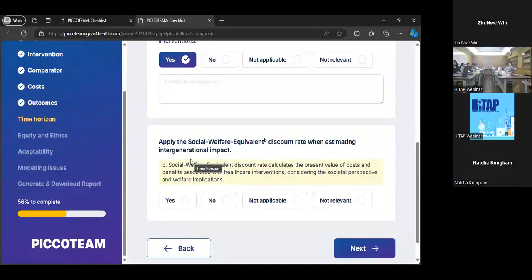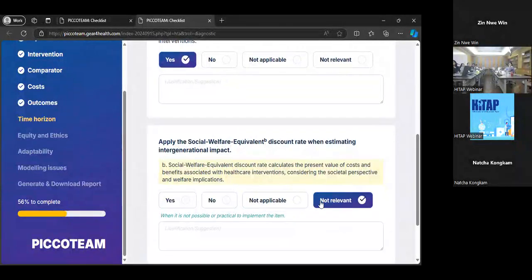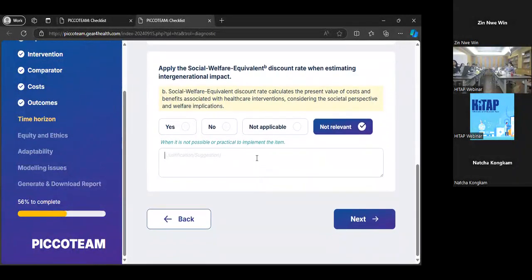Sometimes if you want to estimate the intergenerational effect, such as for rare disease screening for prenatal mothers, then you can apply a specific discount rate. But we did not do it here because we are studying the relatives and the newborn. In our FH care study, the screening age is older, so we don't consider the intergenerational effects.